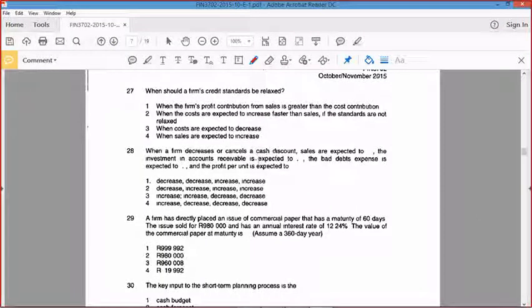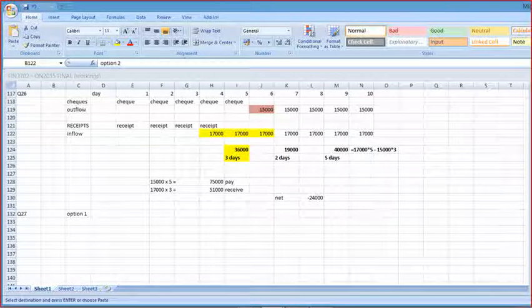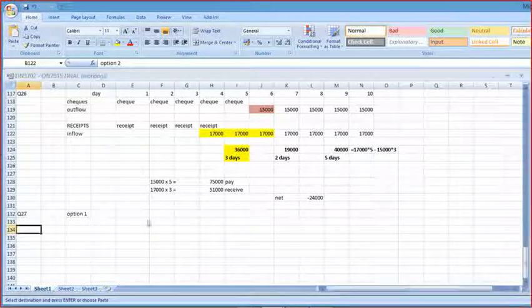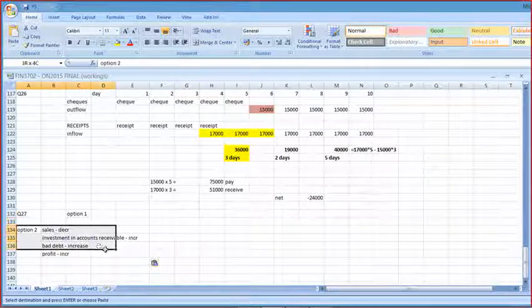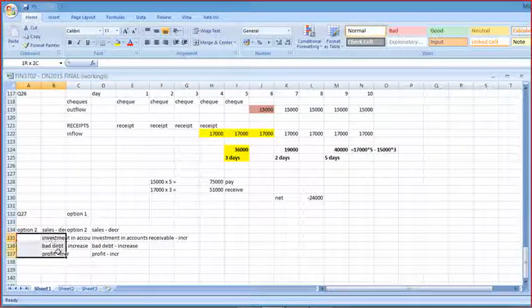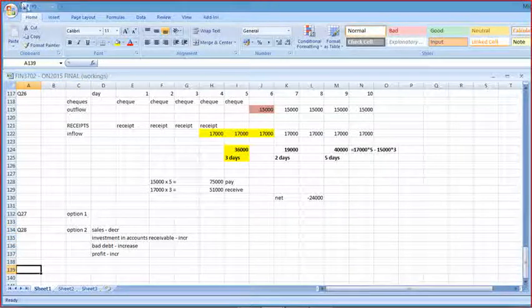The focus here was the cash discount. So when a firm decreases or cancels the discount, what could happen to sales, what could happen to the investment, what could happen to the bad debt, what could happen to the profit, all of that. So it's theory. If sales is going to decrease, it's going to create an increase in the investment in trade accounts receivable, an increase in the bad debt, and an increase in the profit. It's option 2 here for 28. Okay. Let's do that. Question 28. Save.